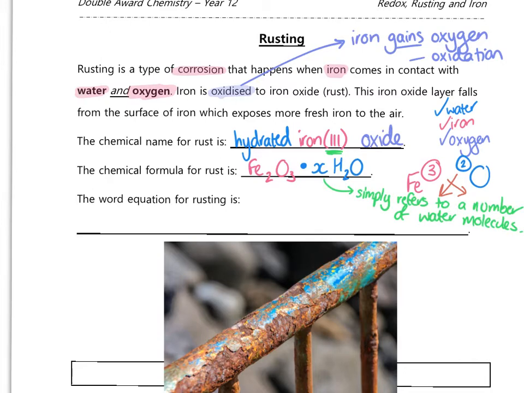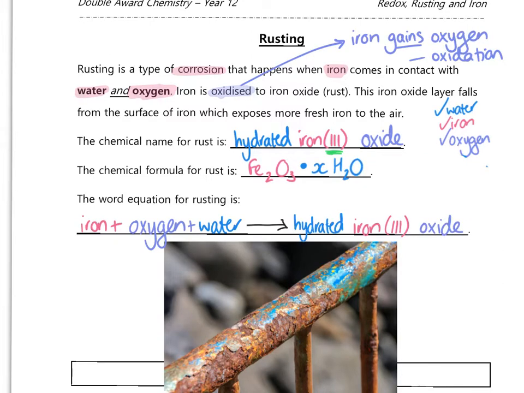And finally, if you were asked for a word equation for rusting, you simply have to think of the 3 things that are needed for rusting, the 3 things that react together, and they go in the left-hand side of your equation. So we have iron reacting with water and oxygen, so it's iron plus water plus oxygen, and that reacts to give hydrated iron (III) oxide. And don't forget about that little 3 in the brackets.